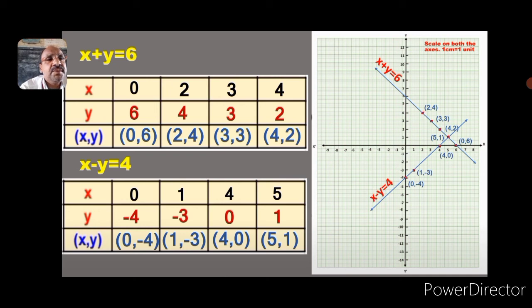Now here these two graphs intersect at the point 5 1. Therefore point of intersection of two graphs is 5 1. Therefore the solution of equations x plus y is equal to 6 and x minus y is equal to 4 is 5 1.